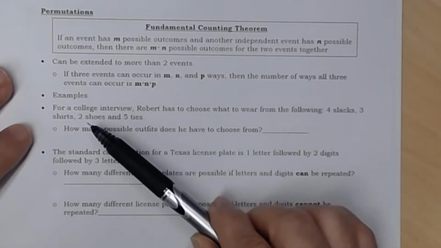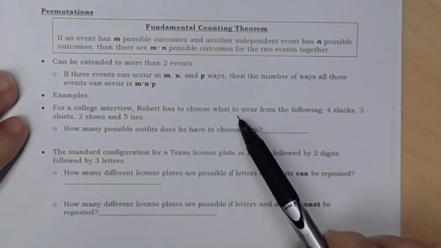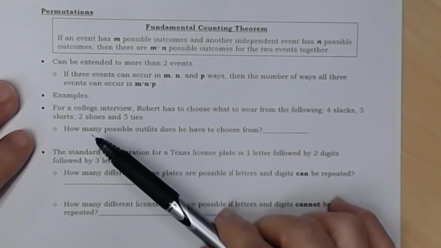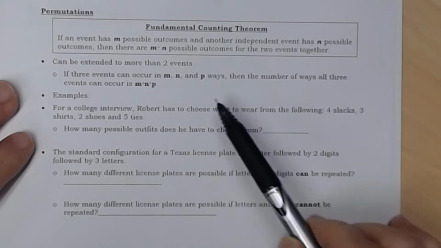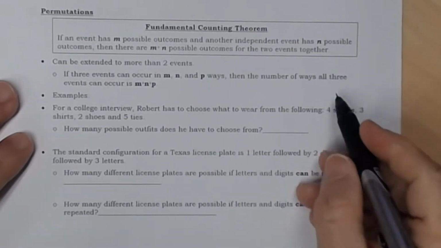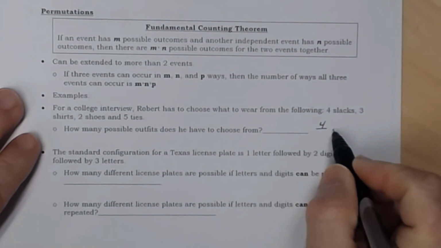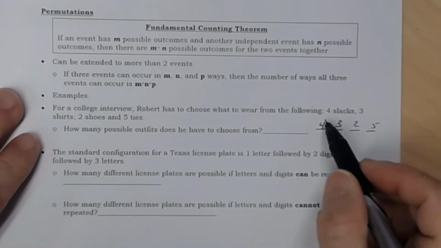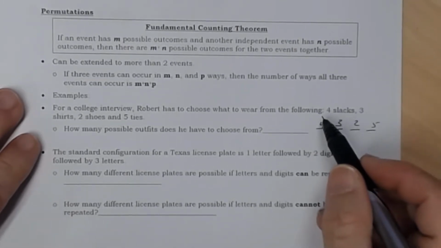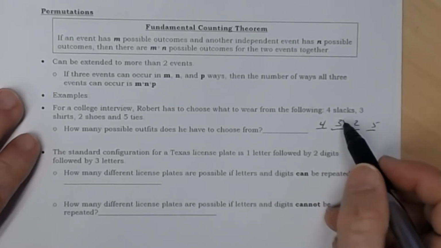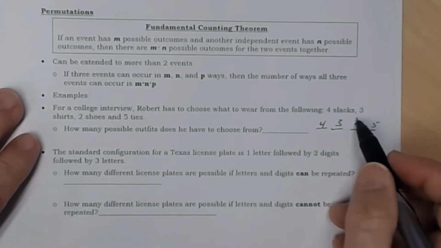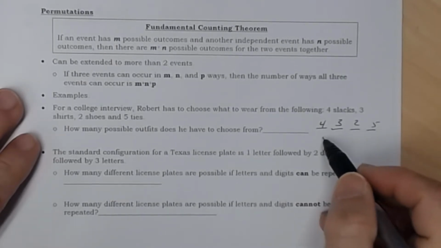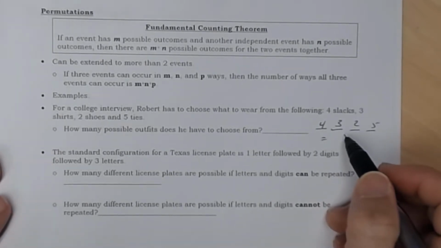All right, so for example, for a college interview, Robert has to choose what to wear from the following. He has 4 slacks, 3 shirts, 2 shoes, and 5 ties. Do you remember how to find the number of possible outfits? So remember we did this. The number of slacks is 4, shirts is 3, shoes is 2, and ties is 5, right? So there are 4 choices for a slack, 3 choices for a shirt, 2 choices for shoes, and 5 ties. Together, when you multiply that, that would give you the number of outcomes.